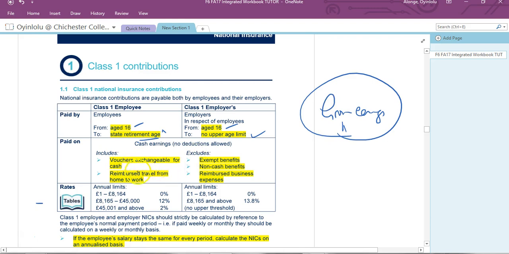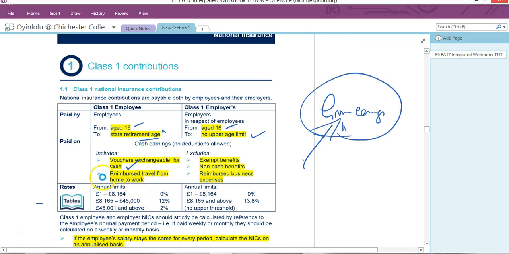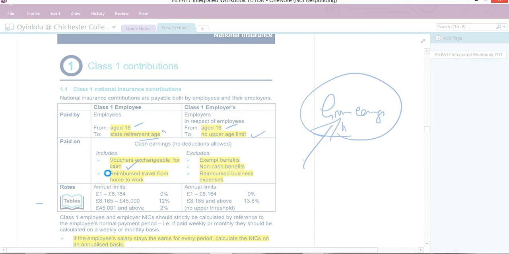Of course, that includes some interesting things like if you're given vouchers for cash. I gave an example some time ago of how my wife got Argos and H&M vouchers in addition to her salary. Those would be classified as part of her gross earnings. And if your employer reimburses your travel from home to work, this is not typically an allowed benefit, so that has to get added on as well.